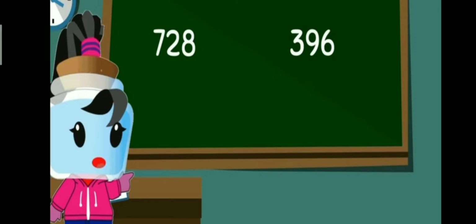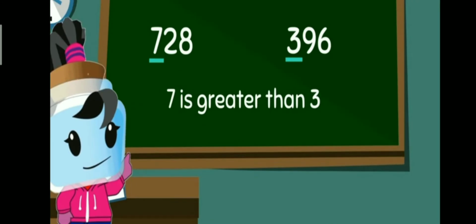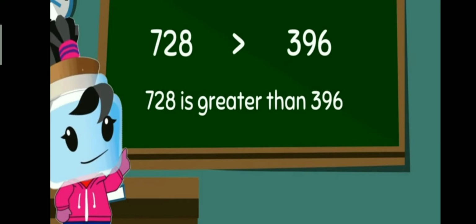Now, let us take another example. Let us compare 728 and 396. As you can see, both the numbers have 3 digits. So now we will compare the digit at hundreds place, that is 7 and 3. Students, 7 is greater than or less than 3? Yes, 7 is greater than 3. So it means that 728 is greater than 396.